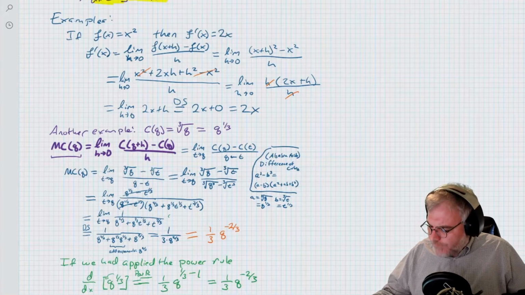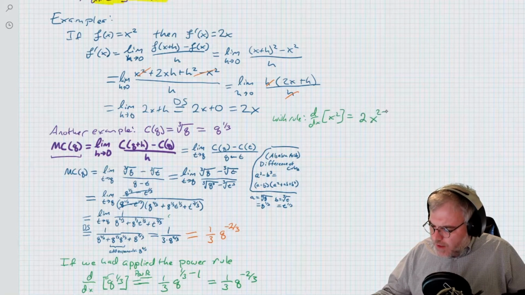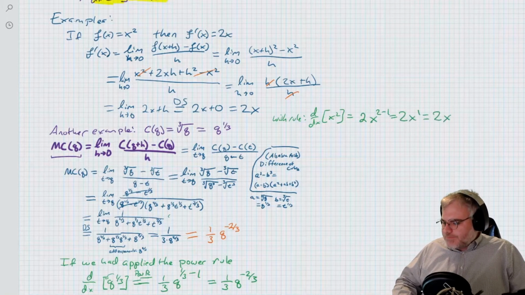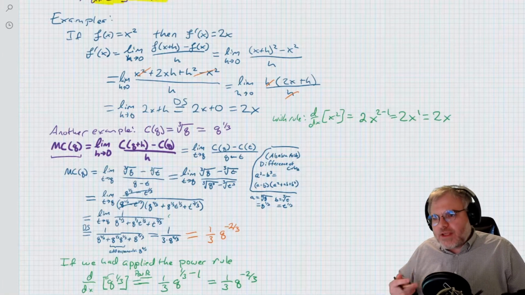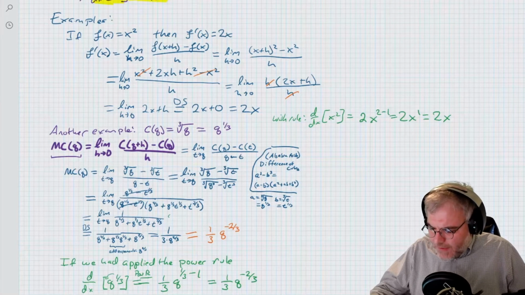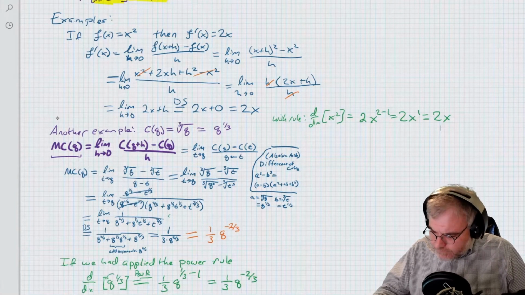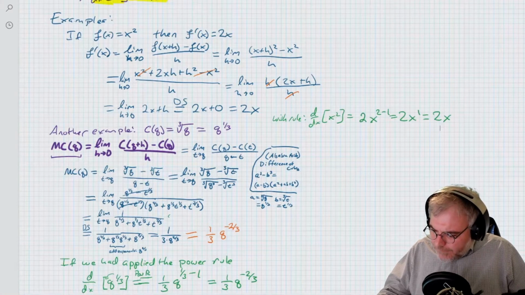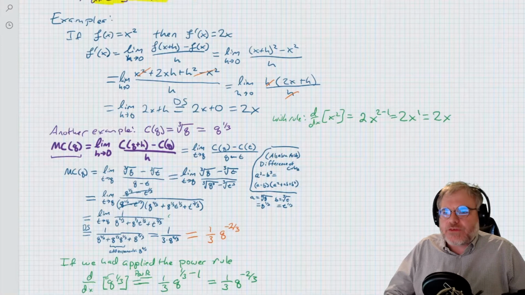Because with the power rule, d over dx of x squared would equal 2x to the 2 minus 1, which equals 2x to the 1, which equals 2x. Okay, so this is the first one. It's the one that everybody goes, oh, yeah, I know how to do calculus because I know the power rule. Well, there's more to it than that, but it's a really nice little tool to have in the belt.